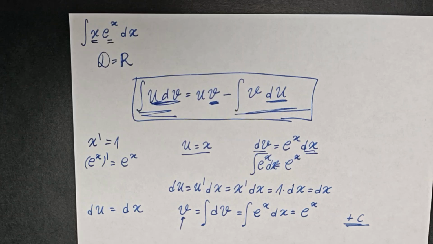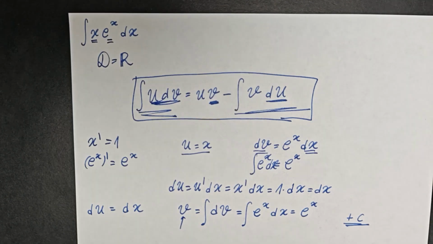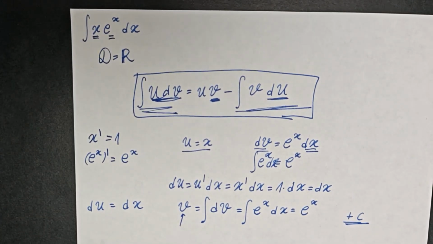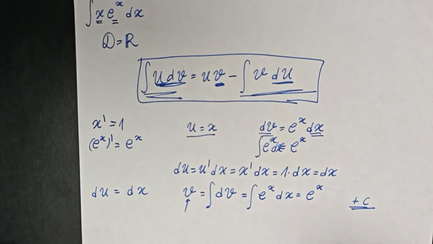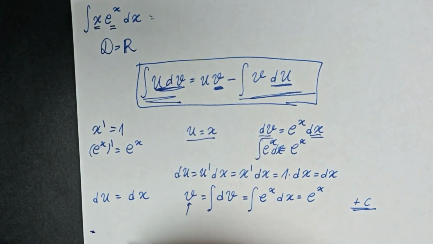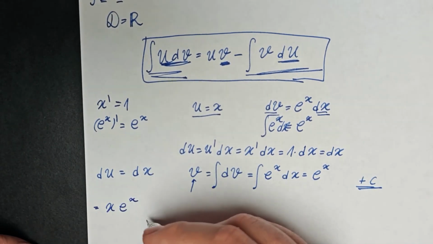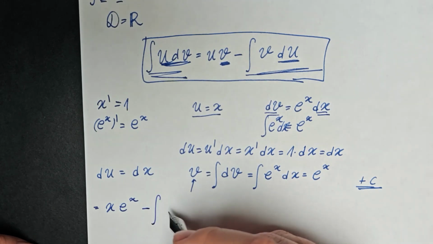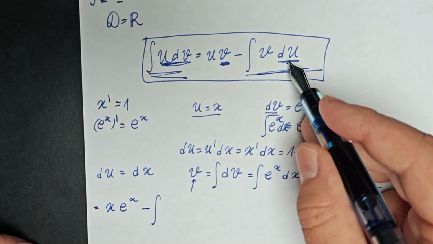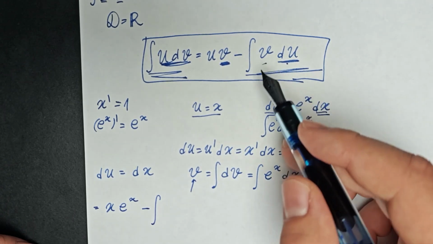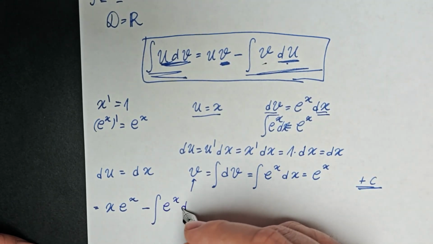At this point, we have all the information that we need for integration by parts formula, so we can plug all of this into that formula. Let's use this formula on our integral. Remember, x is u and e to the power x dx is dv. So this integral becomes u multiplied by v, which in our case is x multiplied by e to the power x. And then we have minus the integral of v du. As you know, v is e to the power x and du is dx.